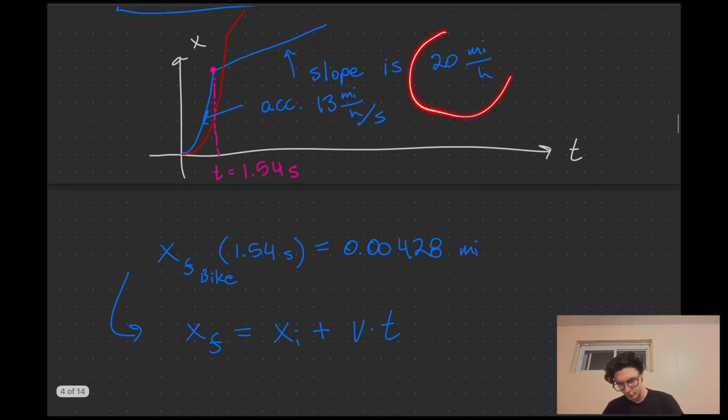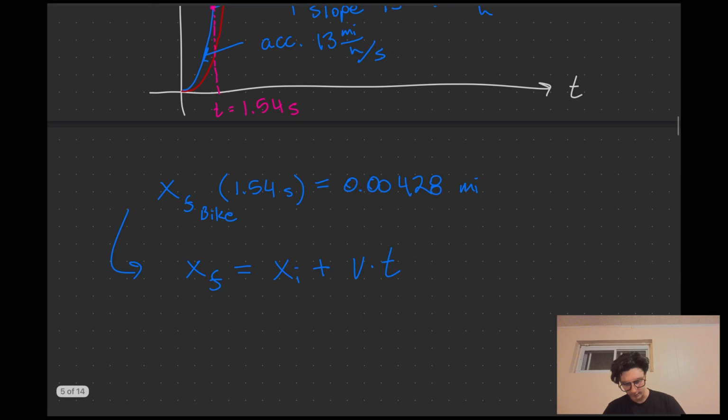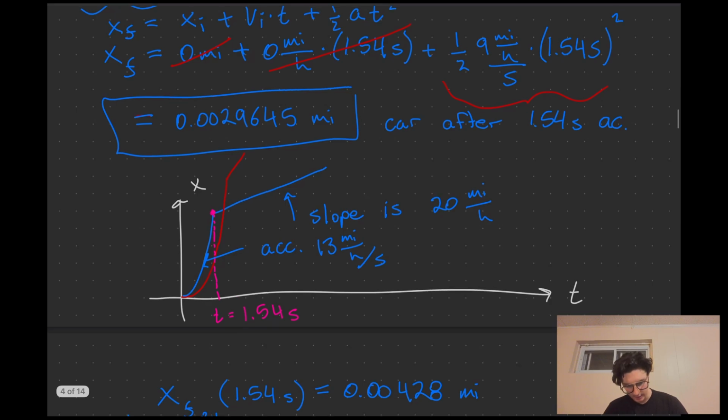The slope is 20 miles per hour. That is our V. The time is just the time axis over here. And the position is increasing as a straight line. This is y equals mx plus b. And this b is the initial position right over here.